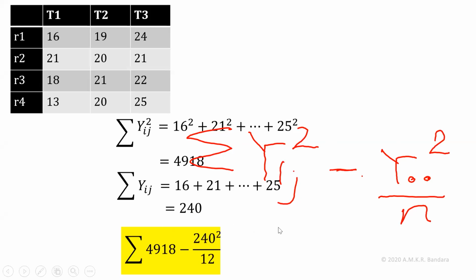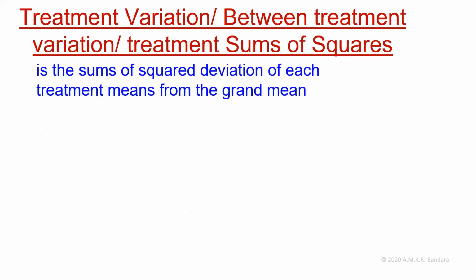Then when you solve this one, you will get 118, which is the total sums of square of this data set. Now we have calculated the total sums of square of this data set. As we discussed, we can divide this total sums of square into two parts: between treatment variation and within treatment variation. So we will see how to calculate between treatment variation, also known as treatment variation or treatment sums of square.